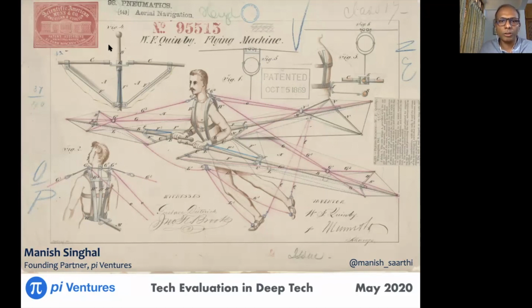By the way, this picture that you see over here is a patent issued in 1869, and I think this patent is something about some flying contraption which a man can wear and fly. So I found it very interesting in the context of this talk.